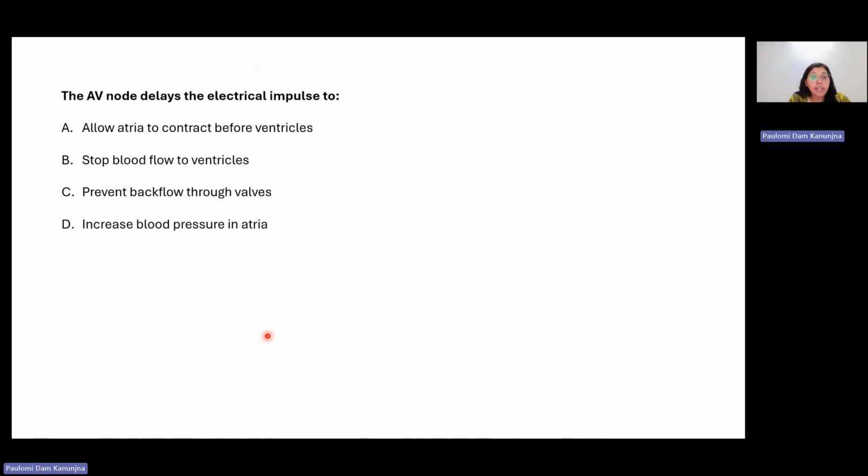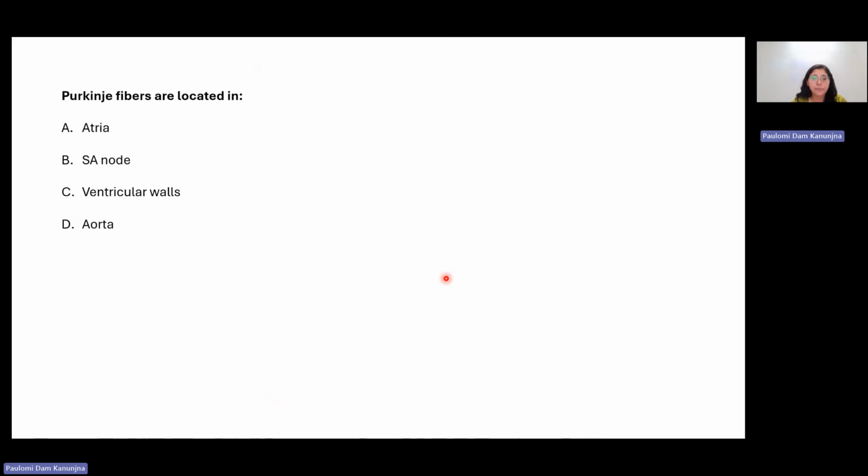Next, the AV node delays the electrical impulse. Why does it do so? We've already discussed this, but there are some options for you to understand why. It allows the atria to contract completely before the ventricles start contracting. Okay, that makes sense, right?